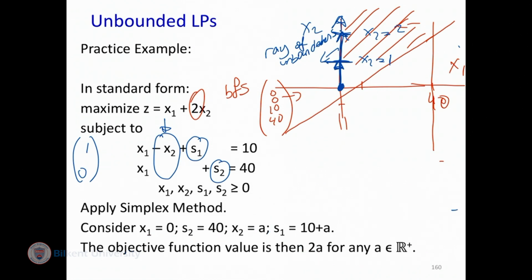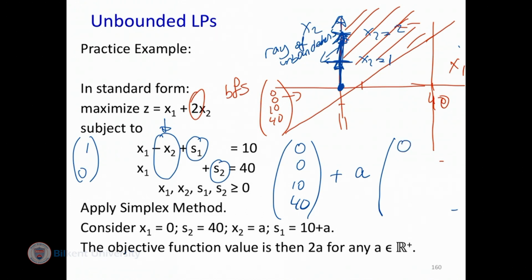Our point was x1, x2, 0, 0, 10, 40. That's my starting point, origin. I can move along the direction, the ray we're talking about, as much as I like, and get to feasible solutions. x1 value is going to remain at 0. x2 value is going to be equal to A. So A will multiply 1. S1 value is going to be 10 plus A. So this is going to be 10, and this is going to be 0. All right?